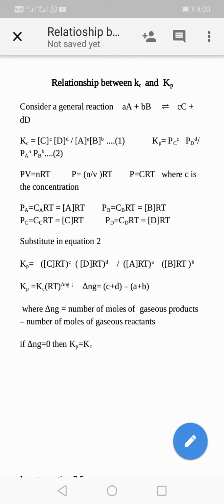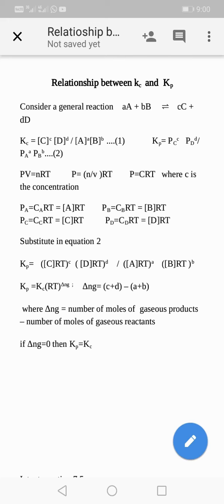Okay, so we have learned the equation for ideal gases, that is PV is equal to nRT, where P is the pressure, V is the volume, n is the number of moles, R is the universal gas constant, and T is the temperature. Rearranging the equation, P is equal to n divided by V into RT, which means, since the number of moles divided by volume is equal to the concentration, the equation can be written as P is equal to C into RT, where C is the concentration.